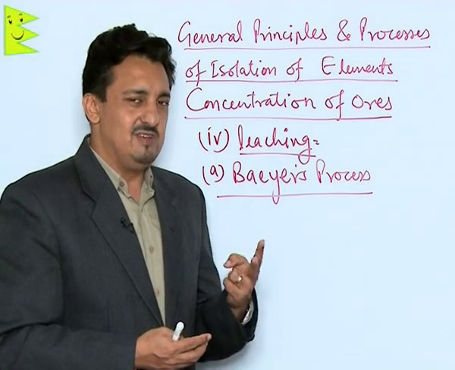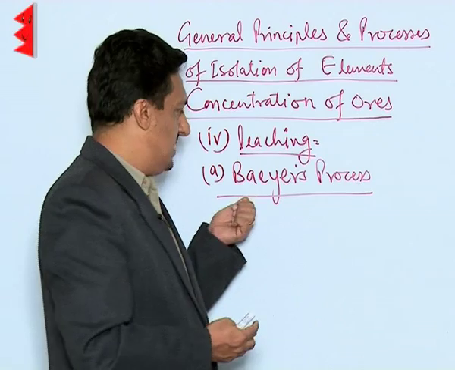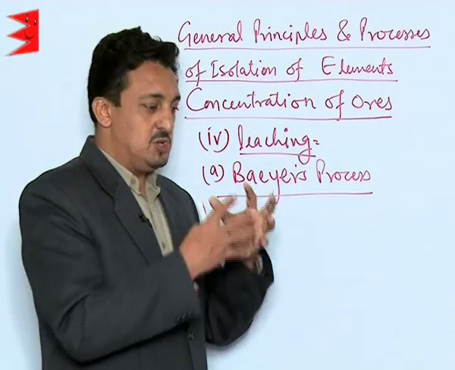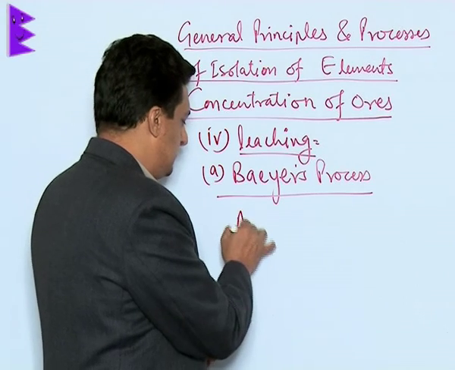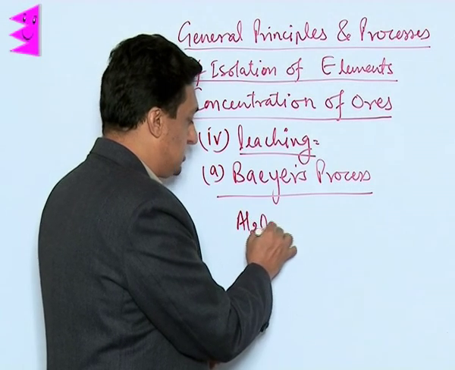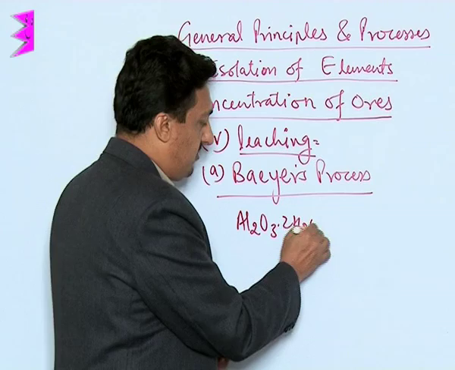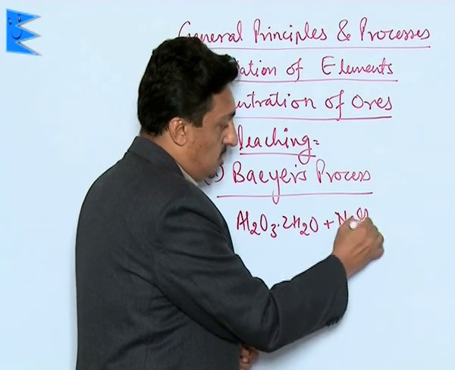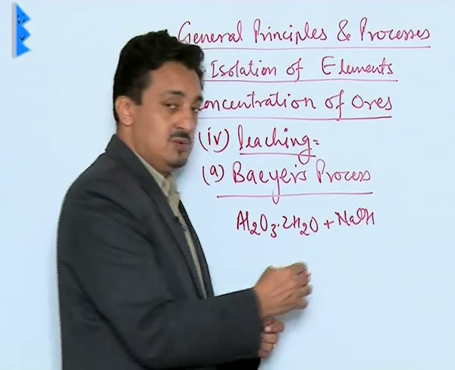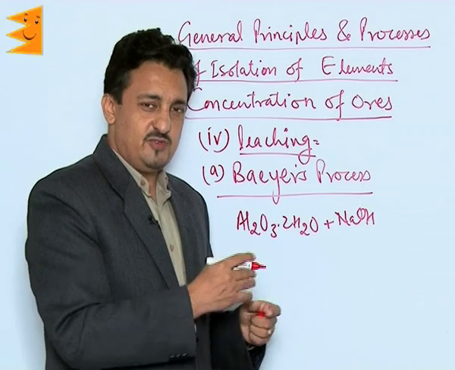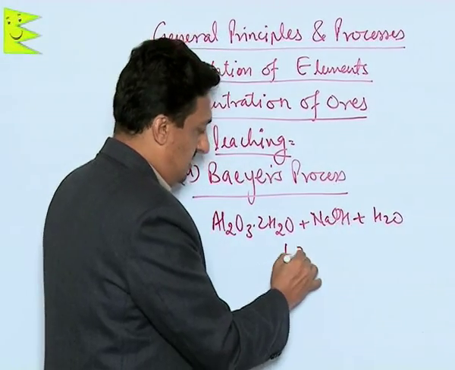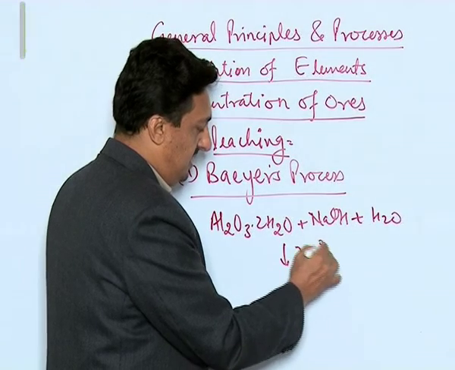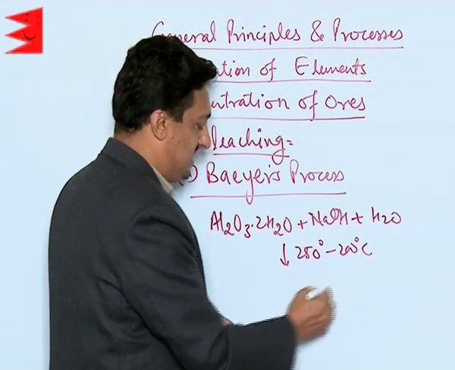Now, two methods have been discussed under this heading. One is Baeyer's process, in which we concentrate bauxite ore. In this, the crushed and powdered bauxite ore is treated with sodium hydroxide solution at around 200 to 250 degrees Celsius.